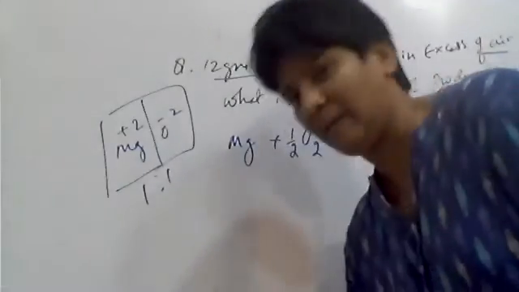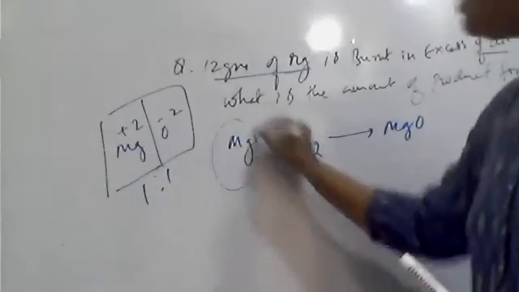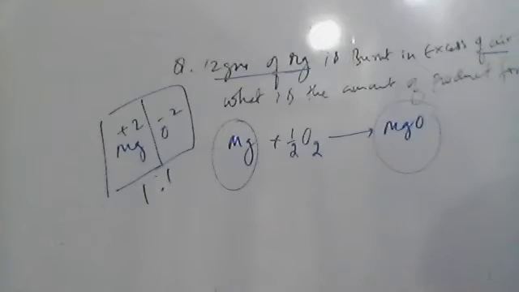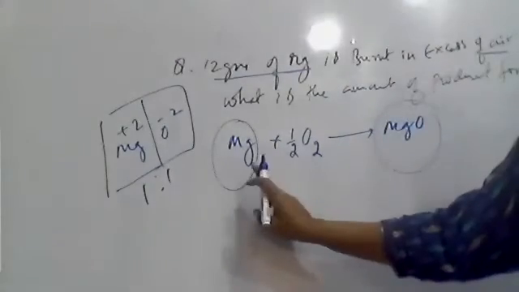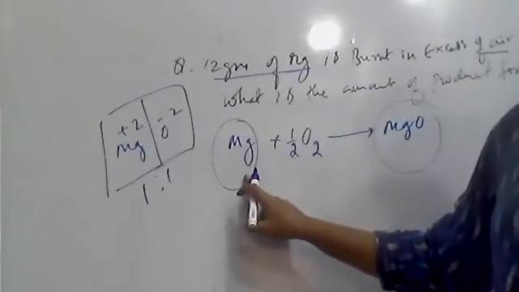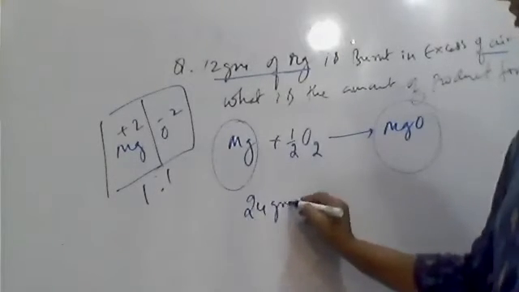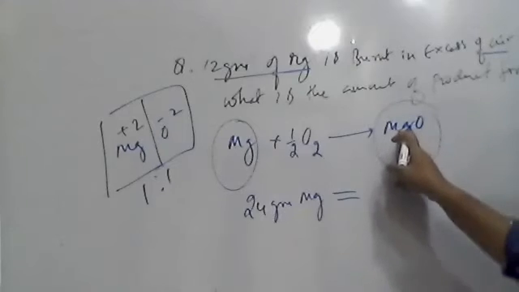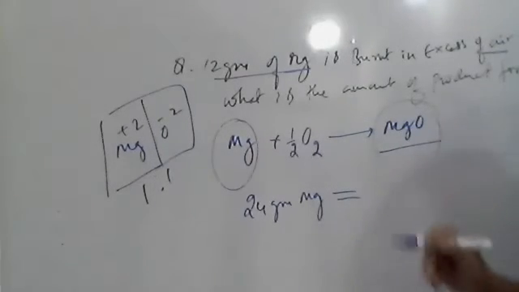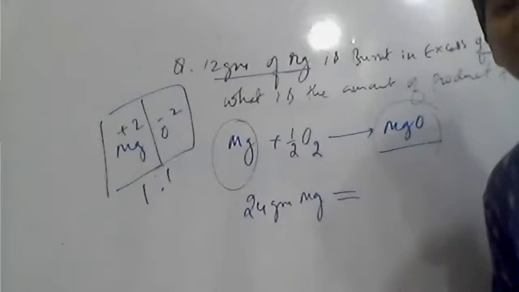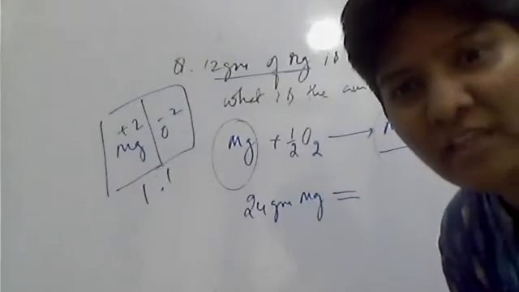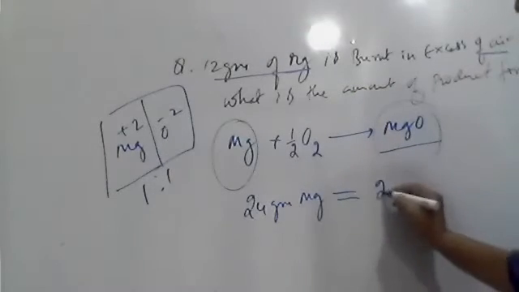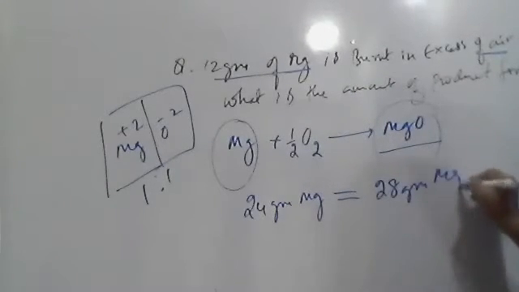The problem is between the magnesium and the product magnesia. MgO is called magnesia. So what is the weight of 1 mole of magnesium? 24 grams. So 24 grams of magnesium gives what weight of magnesium oxide? Magnesium is 24, oxygen is 16, so 24 plus 16. So 40 grams of magnesia you got.